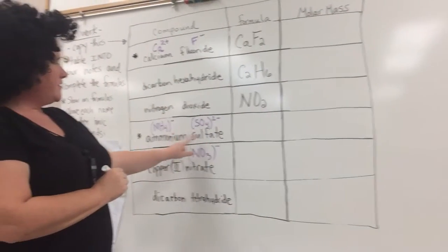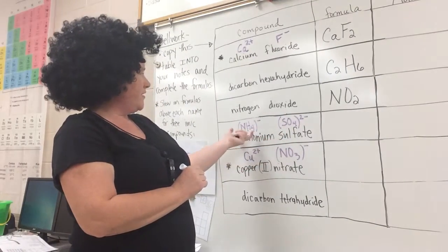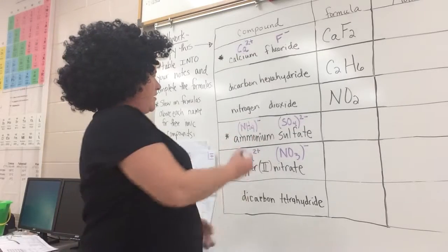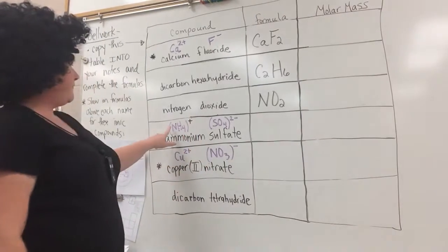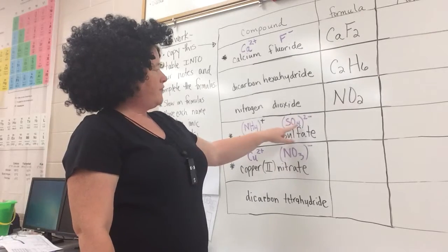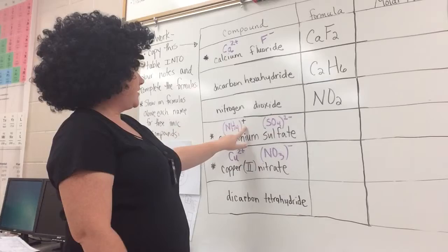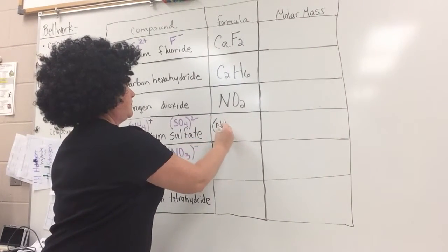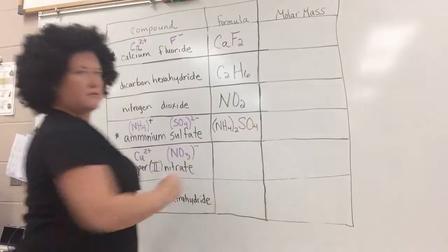And ammonium sulfate is an ionic compound. It's a little more complicated because of the 2 polyatomic ions that are there. Ammonium is NH4 with a +1 charge, and sulfate is SO4 with a -2 charge. So when I use the crossover rule, I need 2 ammoniums and 1 sulfate.